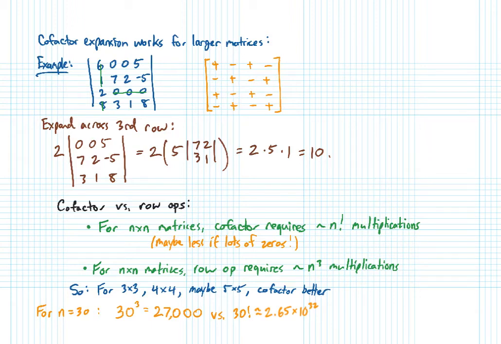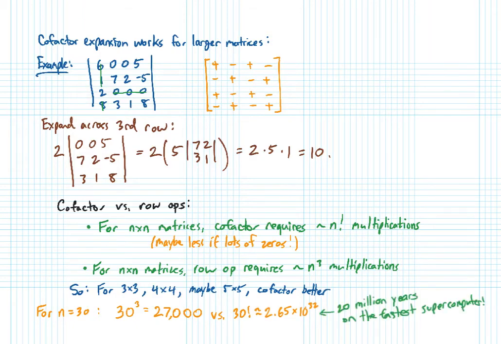And just to give you an idea of how much bigger it is, let's suppose that you used the world's fastest supercomputer to do this calculation. As of right now, in 2020, the world's fastest supercomputer is in Japan, and it can do 415 quadrillion computations per second, which is a lot. If you used that computer to calculate a 30 by 30 determinant using cofactor expansions, it would take 20 million years.